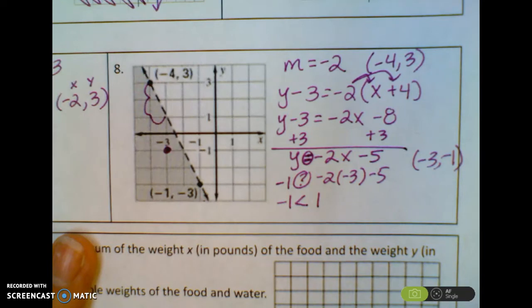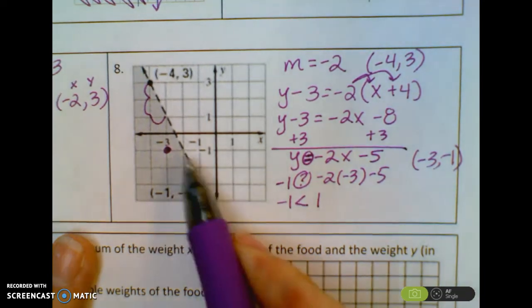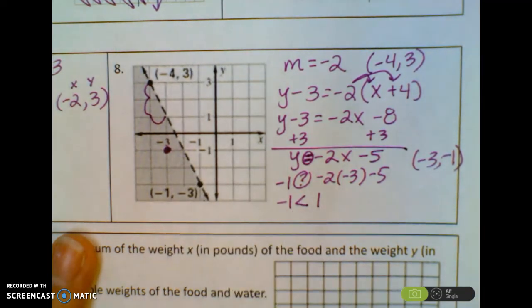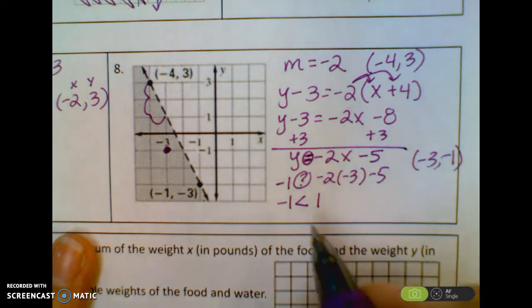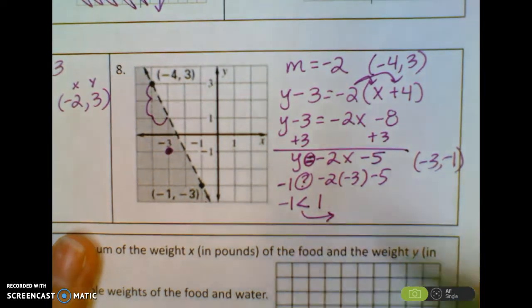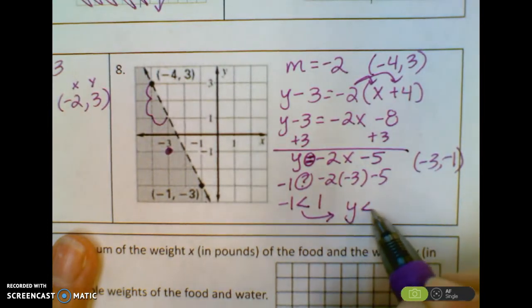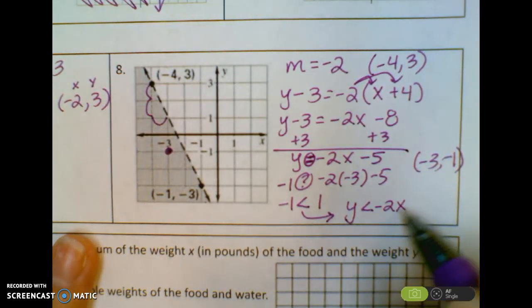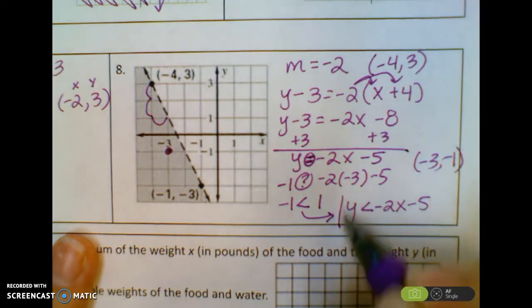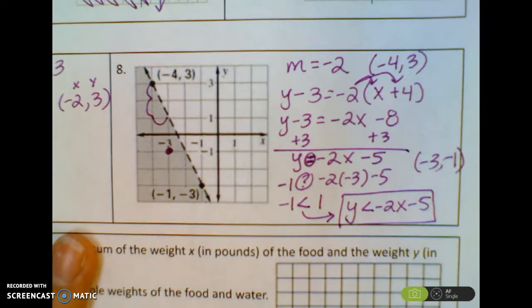Now we decide, is it equal to or not based on the line? The line is a dotted line, so no, it is not equal to it. So we're going to take this inequality symbol and put it into our equation. That'll give us y is less than -2x minus 5. And there is our equation.